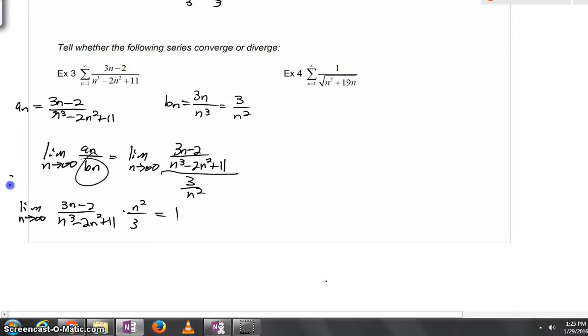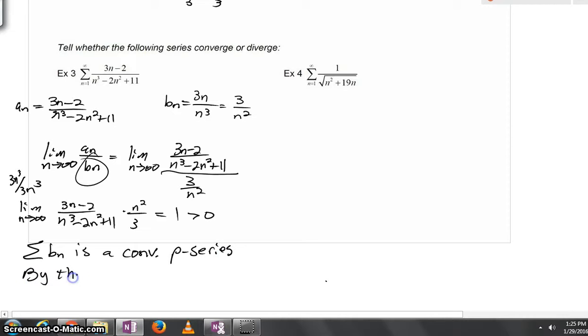Ultimately, you've got a 3n cubed over a 3n cubed. That thing's just going to wipe out to a 1. Did we meet the conditions of the limit comparison test? It's greater than 0. You bet we did. So here's what we can do. We can say that b sub n in a series is a convergent p series by the limit comparison test.